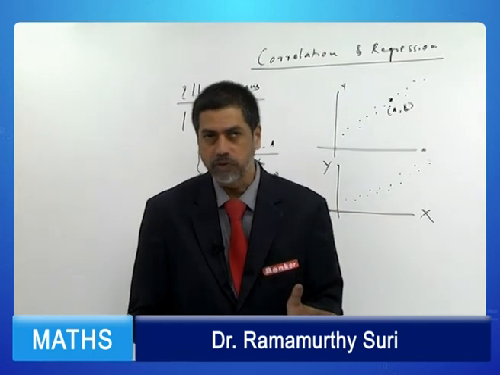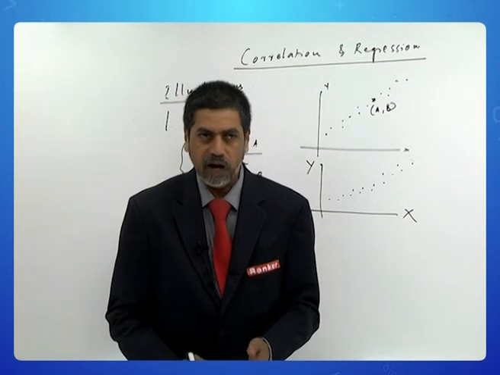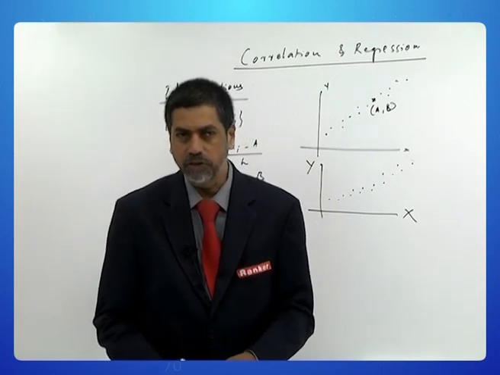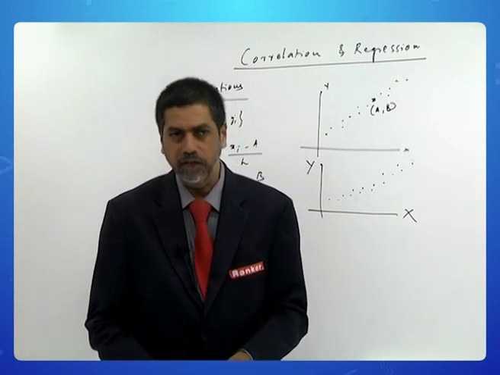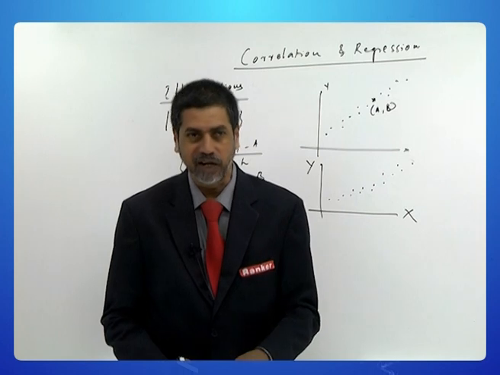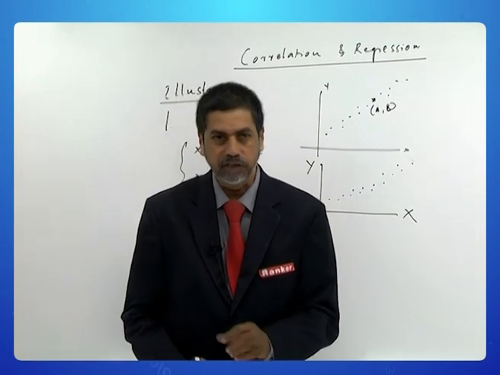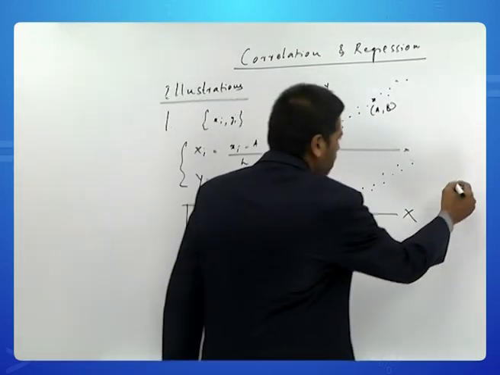But if you compare this with arithmetic mean or standard deviation, you will find two important things. Arithmetic mean is sensitive to change of origin and scale, whereas variance is independent of origin but not of scale. But correlation coefficient is independent of both. So the correct option for this problem is C.